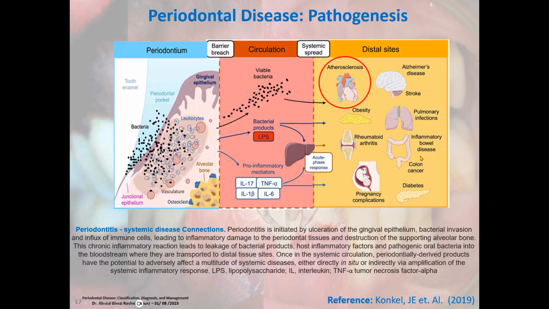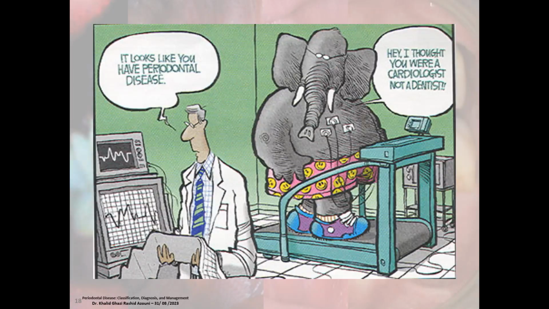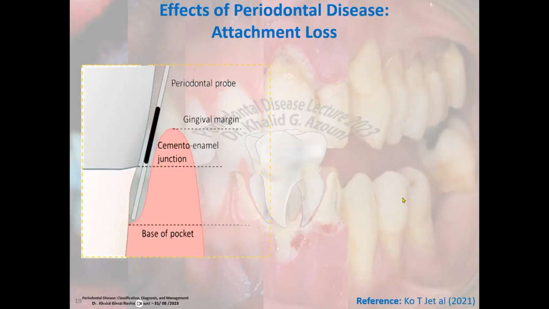Okay, so this adds more weight to the need for treatment of periodontal disease and improvement of oral hygiene by eliminating plaque and calculus. So if your dentist tells you that you have periodontal disease, you should be concerned and take care of yourself by treating it and improving your oral hygiene so that you will be less at risk of developing these systemic diseases. Now, the effect of periodontal disease.